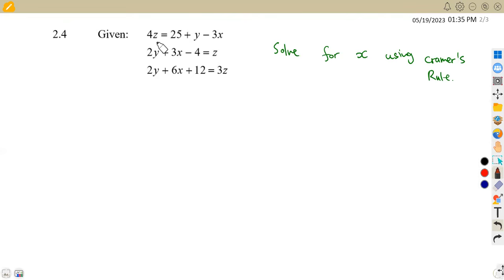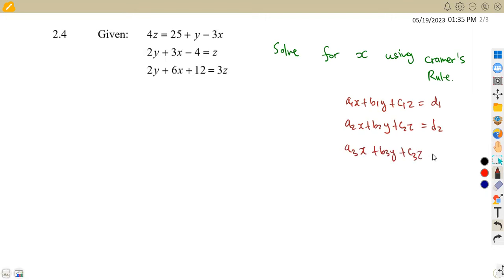If you are dealing with three unknown values, our order this time is supposed to be A1X plus B1Y plus C1Z, which is equal to D1. The same thing, A2X plus B2Y plus C2Z, which is equal to D2. A3X plus B3Y plus C3Z, which is supposed to be equal to D3. So this is the format that you're supposed to have. The variables on one side, constants on one side, and also following the order X, Y, and Z. So let's start with that.